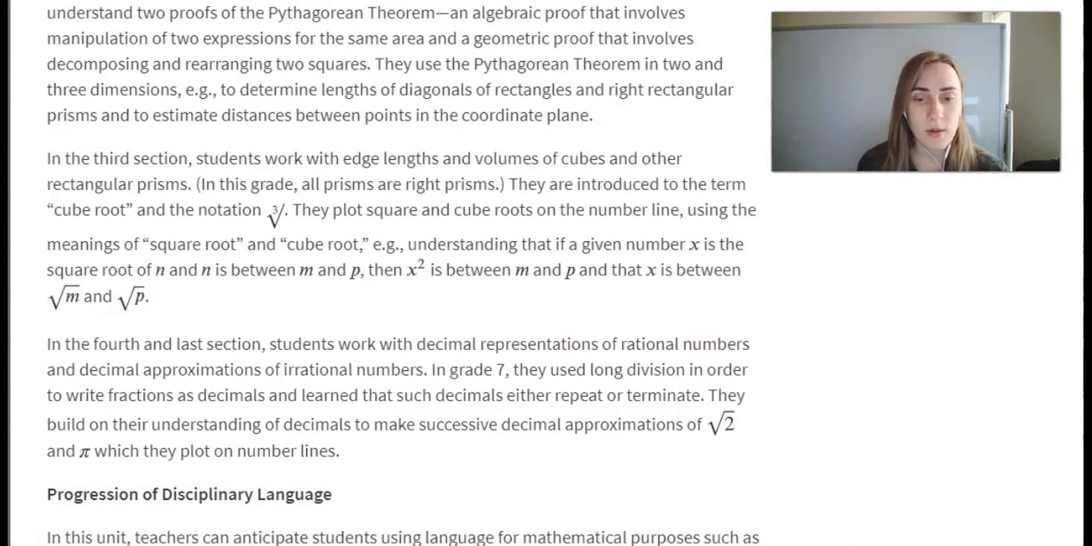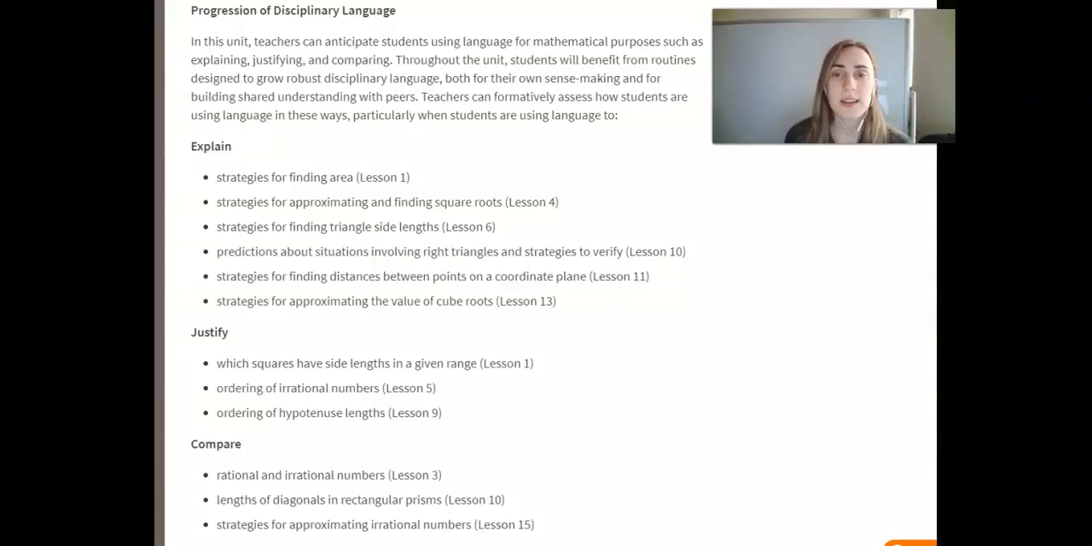The next section that I want to point your attention to is the progression of disciplinary language, which is really helpful for thinking about when new ideas will come up within the unit and how to plan for them. Okay, so here you can see that Illustrative Math divides the disciplinary language for this unit into explain, justify, and compare. And then you can see also that something like strategies for finding area comes up in lesson 1.